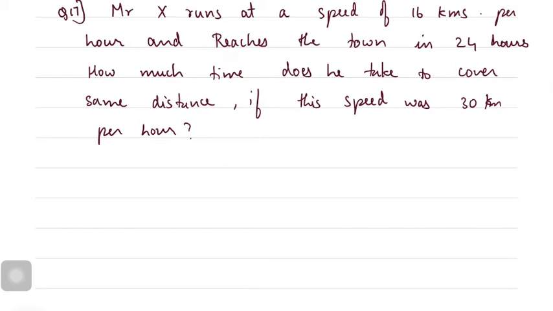Now let's solve the next problem. Mr. X runs at a speed of 16 kilometers per hour and reaches the town in 24 hours. How much time does he take to cover the same distance if the speed was 30 kilometers per hour? Whenever there's a question of speed and distance, if you have a good speed, you will cover the distance in less time, right? If the speed is slow, you will take more time. So this is a question of inverse proportion, right?